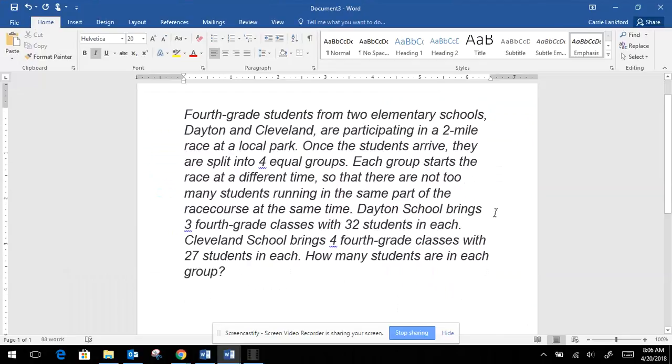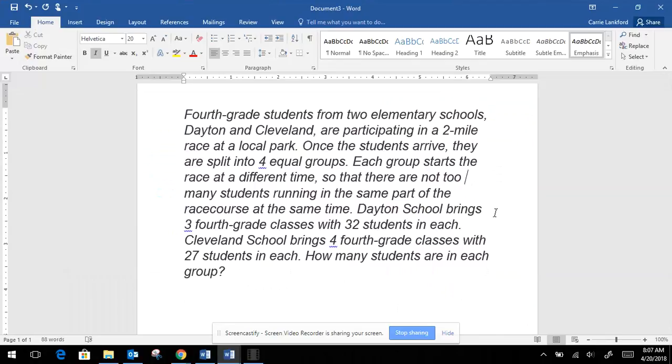Fourth grade students from two elementary schools, Dayton and Cleveland, are participating in a 2-mile race at a local park. Once the students arrive, they are split into 4 equal groups. Each group starts the race at a different time, so that there are not too many students running in the same part of the race course at the same time. Dayton School brings 3 fourth grade classes with 32 students in each. Cleveland School brings 4 fourth grade classes with 27 students in each. How many students are in each group?